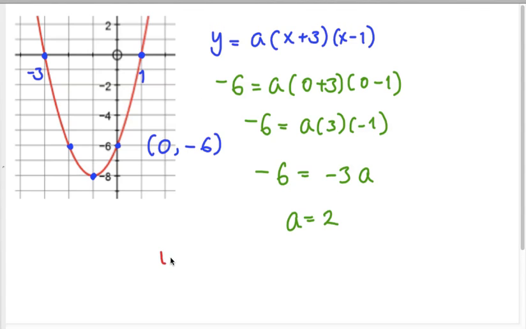Wasn't that easy? y is equal to 2 times x plus 3, x minus 1. And that's how it's done.